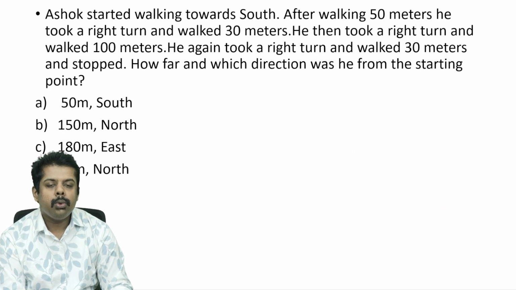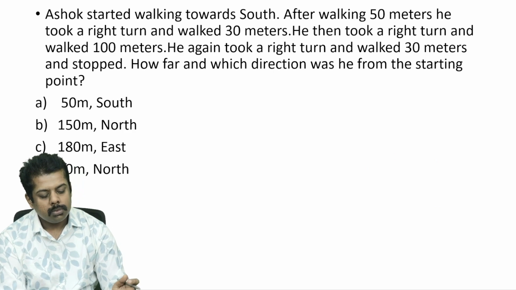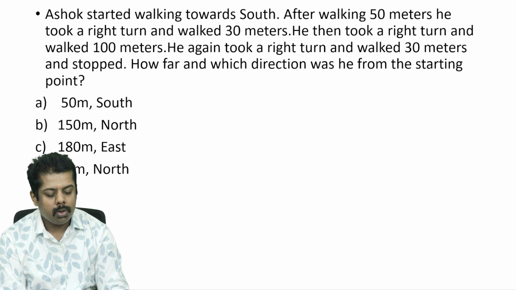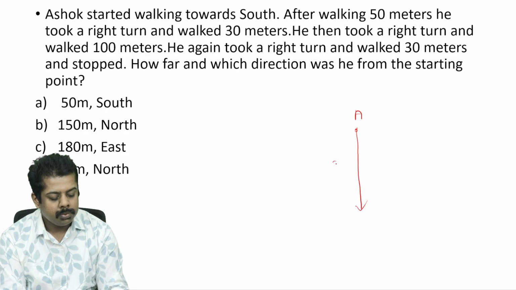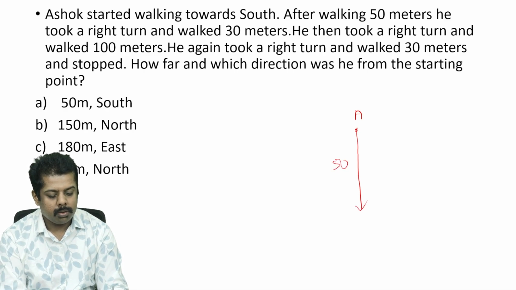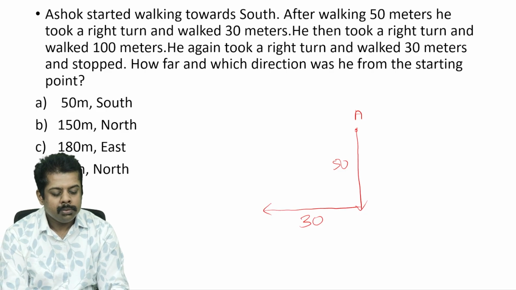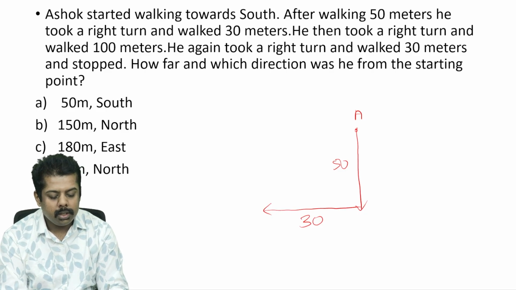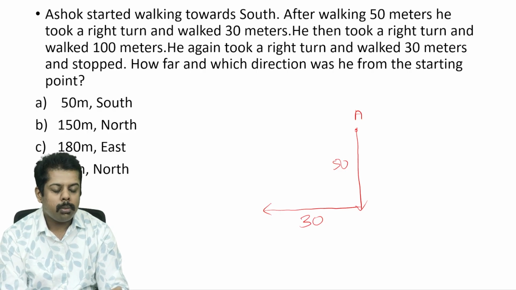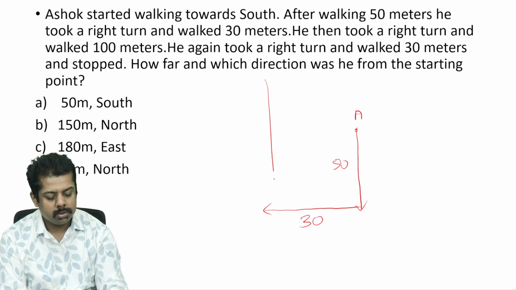Okay. Now moving on to the next one. Here, Ashok has started walking towards south. So first he is going south, 50 meters. Starting point is first moving south and covering 50 meters. Now he took a right turn to go 30 meters. Now after taking a right, again he's taking another right. So now right is above and he's going 100 meters.